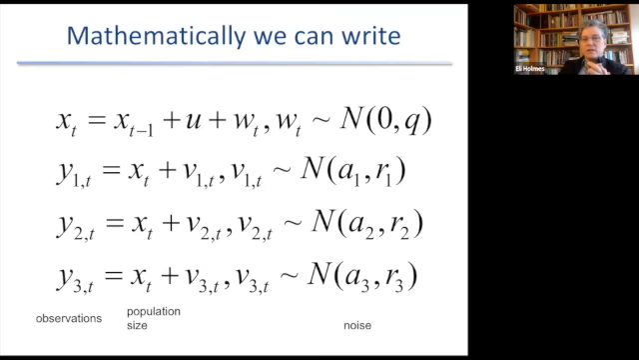So we could think of it like this. The X is that underlying population state. And we're going to model that as before as a random walk. So this is mathematically what that underlying state is, just this. This is a random walk with drift. Now we want to say, okay, we've got 3 observations of that. What does that look like? So observation 1 is going to be observing the same X_t, but it's going to have different variance. And it could have a different mean.